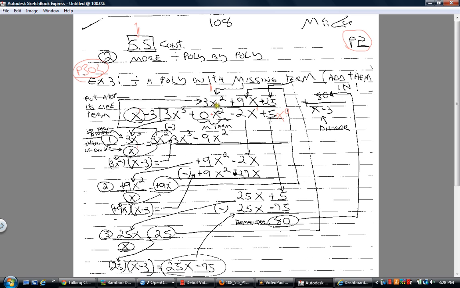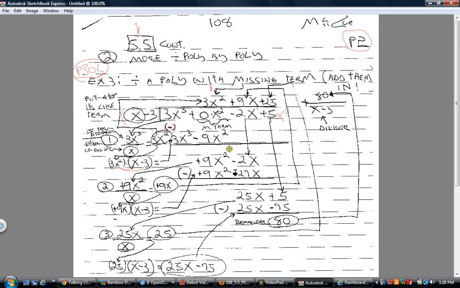Now that's half the cycle. Now what do you do? Take the quotient and multiply it by the entire divisor. So in my side work I took the quotient, I bring it down, and I multiply by the entire divisor. Now you just repeat this cycle over and over again. So what's 3x squared times x minus 3? Use the distributive property. 3x squared times x is 3x cubed. 3x squared times minus 3 is minus 9x squared.